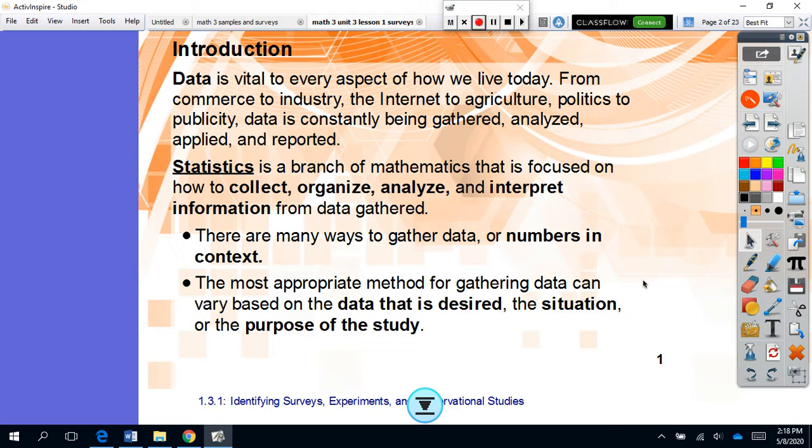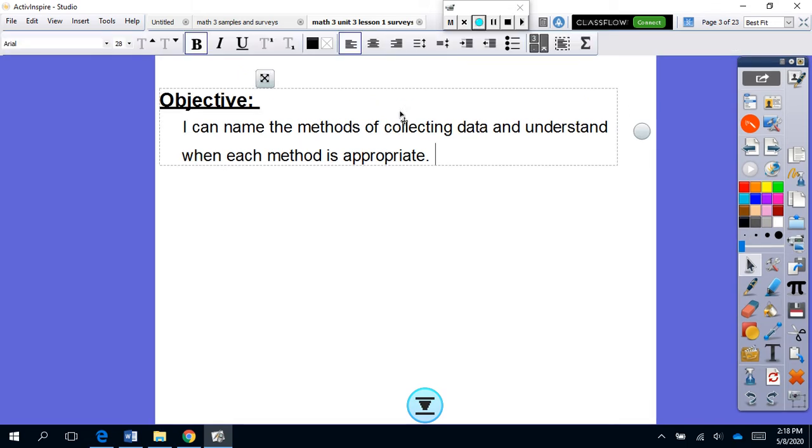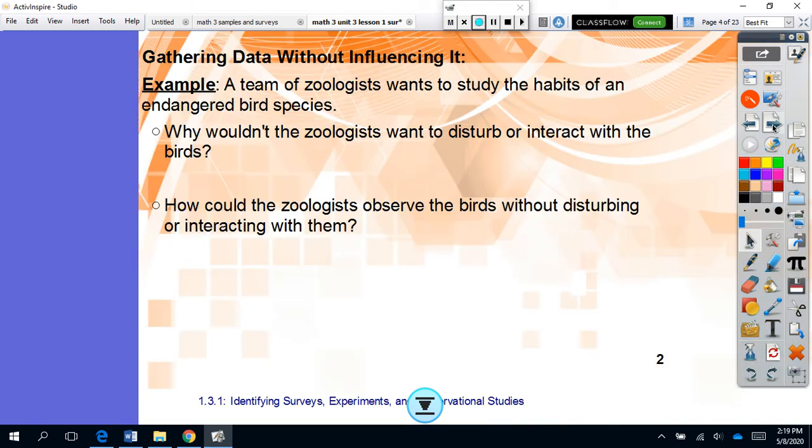So data officially, the definition is numbers in context. And we decide how we will gather the data based on what our purpose is. What do we need to know? What are we trying to find out? So our goal for today is to name the methods of studying data and understand when each method is appropriate. I guess collecting would be an okay word too.